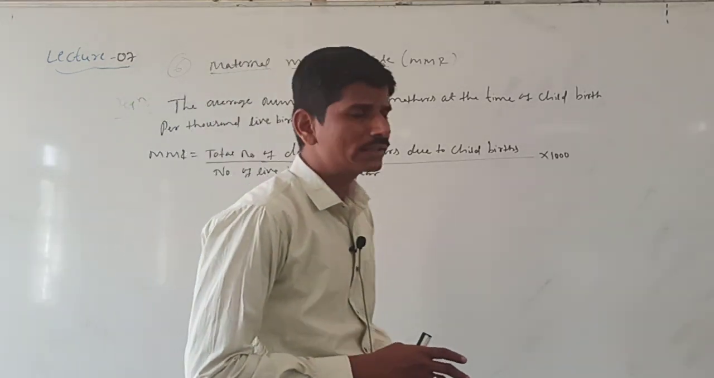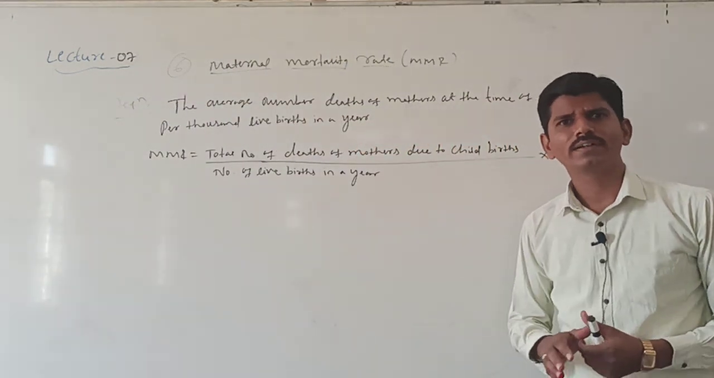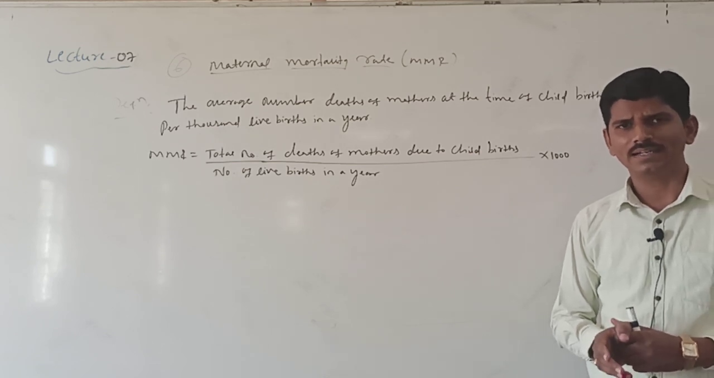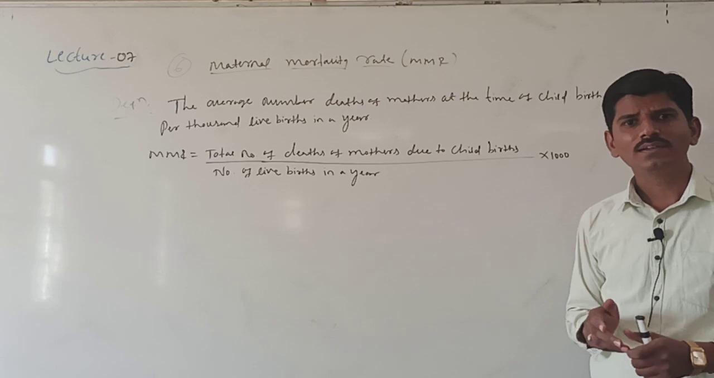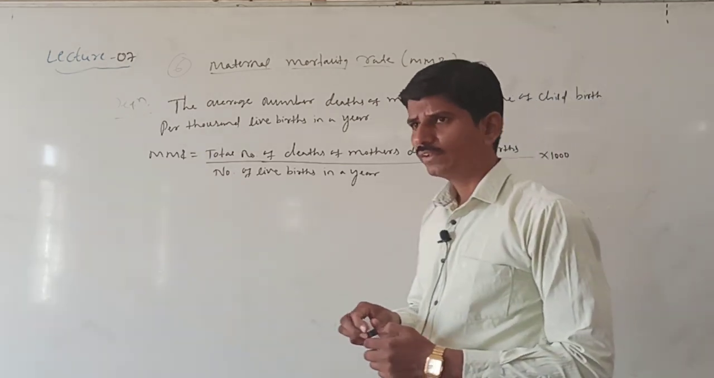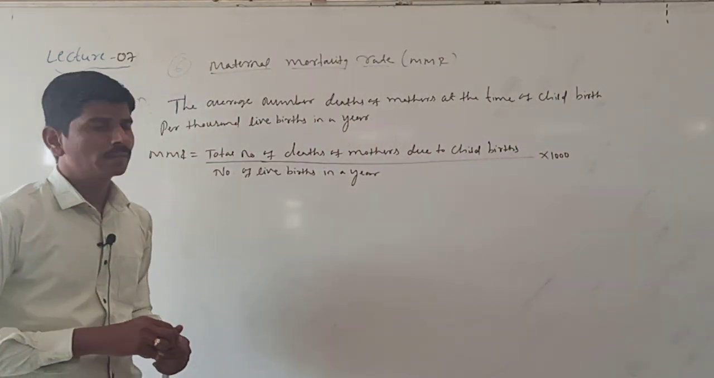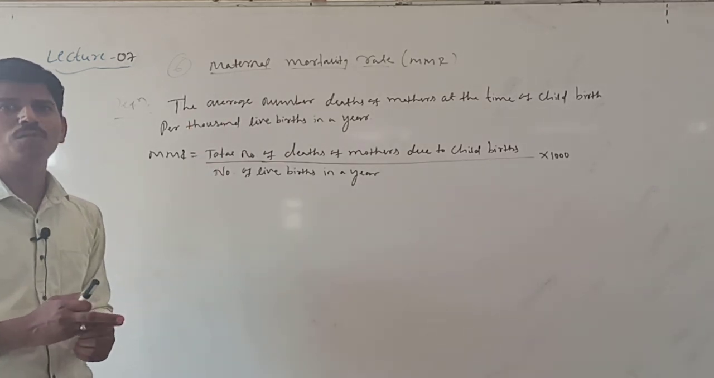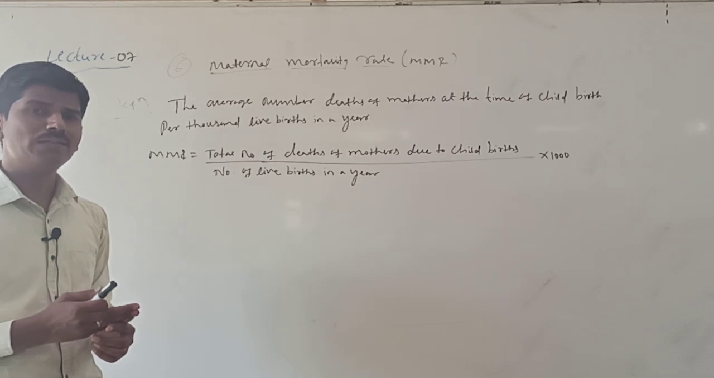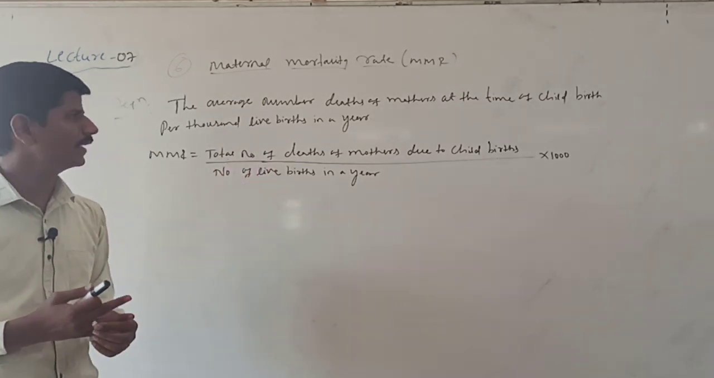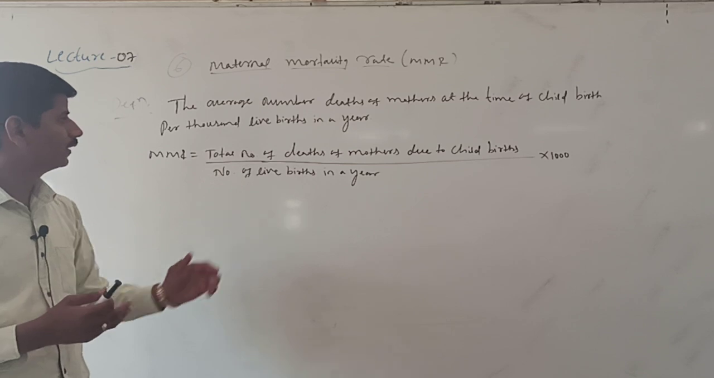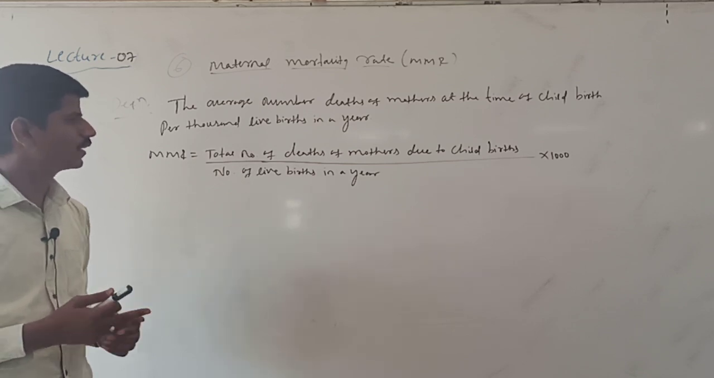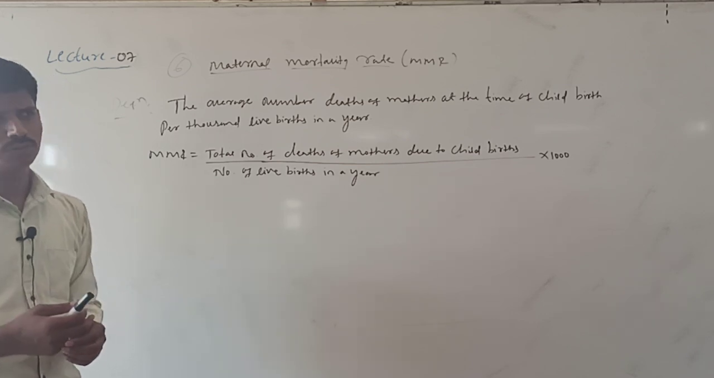Once again, what is the infant mortality rate? The average number of deaths of infants per 1000 live births in a year is the infant mortality rate. What is the neonatal mortality rate, NMR? The average number of deaths of neonatals per 1000 live births in a year. Then what is the maternal mortality rate? The average number of deaths of mothers at the time of childbirth per 1000 live births in a year. It can be calculated as total number of deaths of mothers due to childbirth divided by number of live births in a year into 1000.